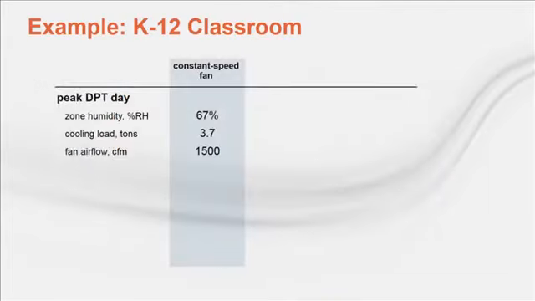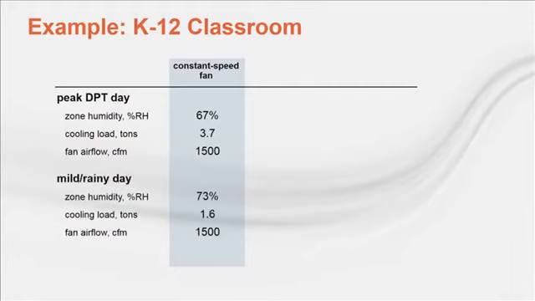To underscore the severity of this concern, let's introduce another challenging part load condition, a mild rainy day. Because of these moist outside air conditions, the constant volume fan system brings humidity into the space and results in an even higher humidity, 73%. A common way to improve dehumidification performance at part load is by using a cool reheat approach.